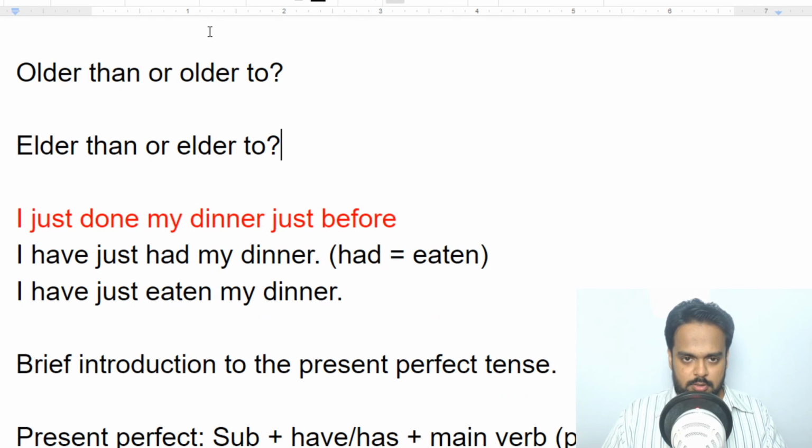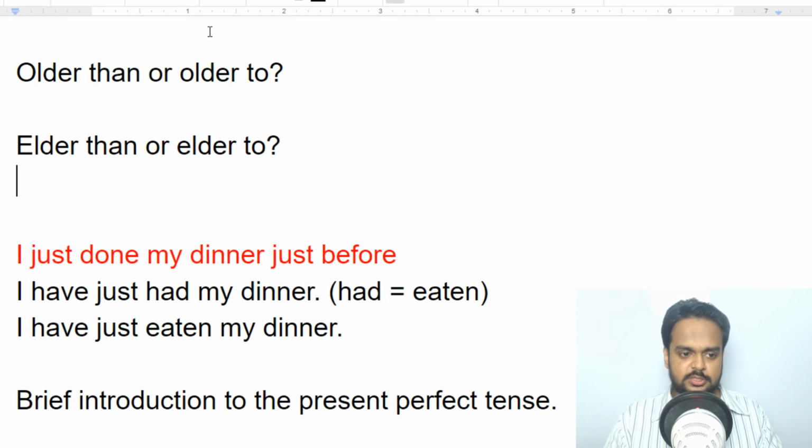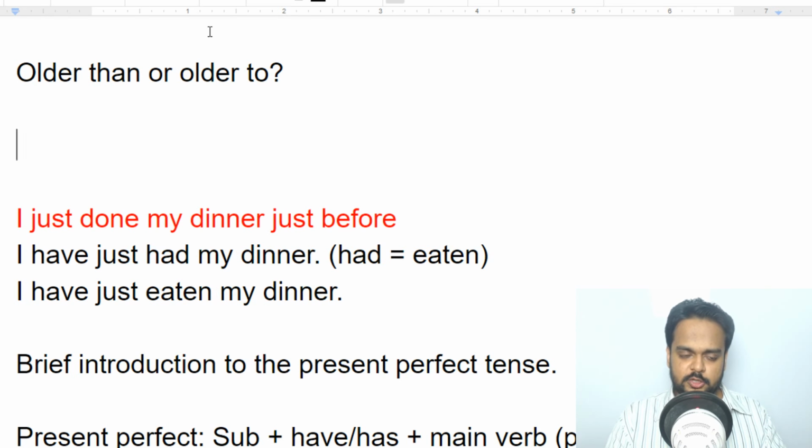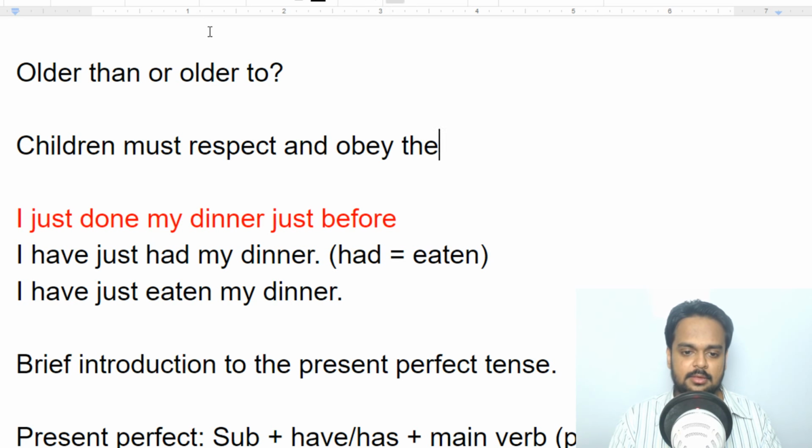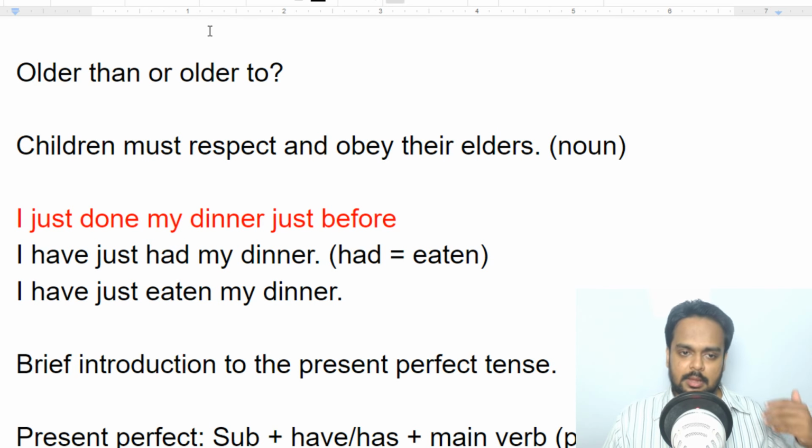Now the word elder, it's uncommon to use it as an adjective. Usually we use it as a noun, as in children must respect and obey their elder. So you see that the word elders is a noun here. It means people who are older than yourself, people who are in positions of moral authority, and that's the common use of elder. With older, the word old is what part of speech?